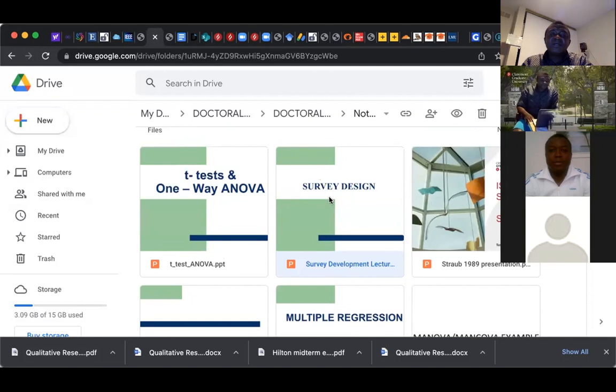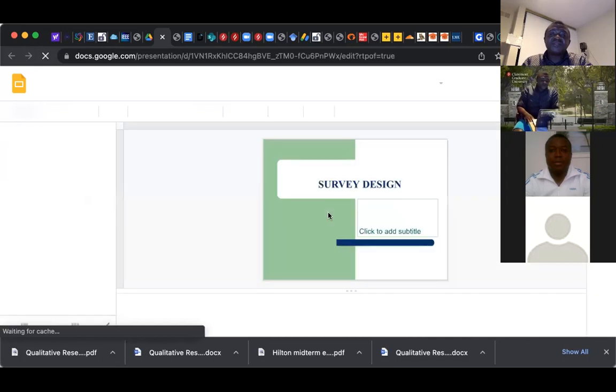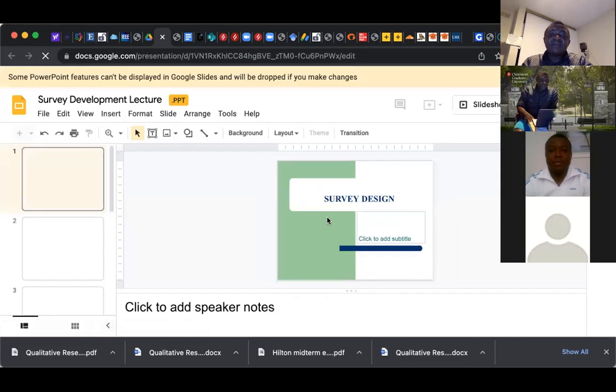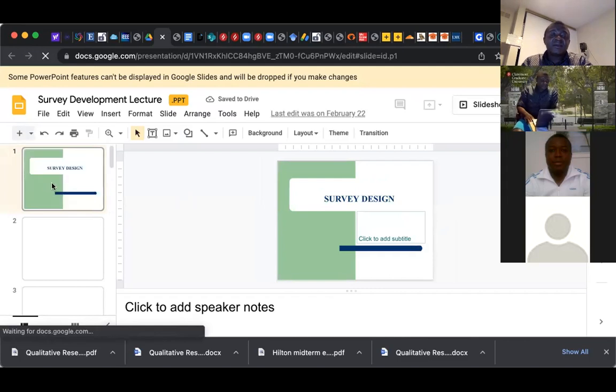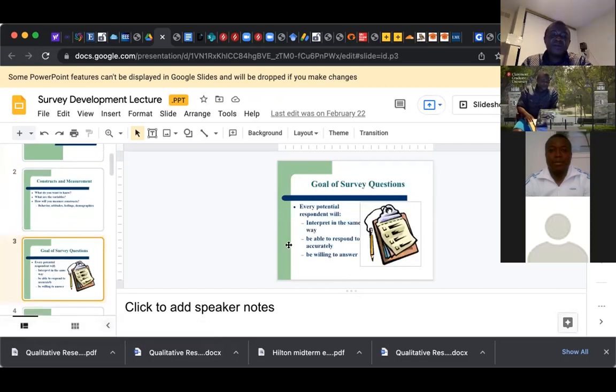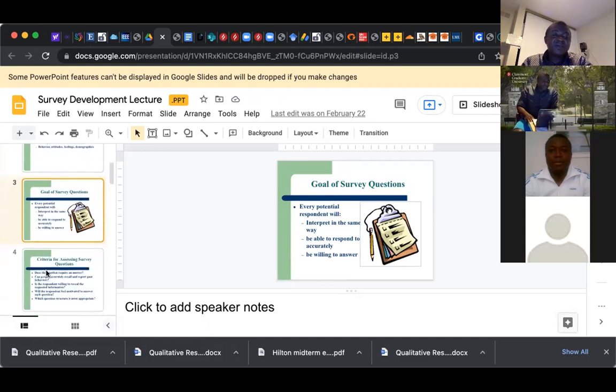Now, survey design. We may not need to peruse through this because it's not actually needed for a qualifying exam, but you have to have an idea. For instance, the idea of using the Likert scale. If you're using a Likert scale, so design: know what you want to know, what the variables are, how you will measure the construct, behavior, attitude, demographics. The goal is that the survey question is interpreted the same way, and the respondents will interpret it the same way. That's reliability. Be able to respond accurately, be willing to answer, very necessary.